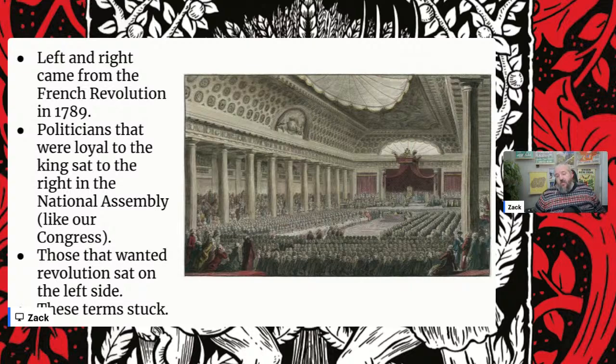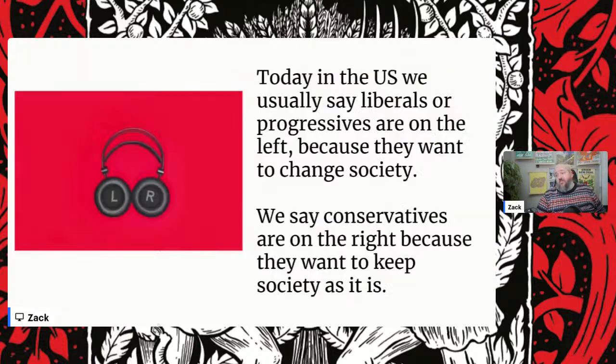Those who supported the king and were loyal sat on the right side of the National Assembly. Those that wanted revolution and change sat on the left side. And those terms just stuck. Today in the US, we usually say that liberals or progressives are on the left because they too want change, much like the revolutionaries of the time in France. And we say conservatives are on the right because they want to more or less keep things as they are. They are loyal to the present and the current configuration of things.